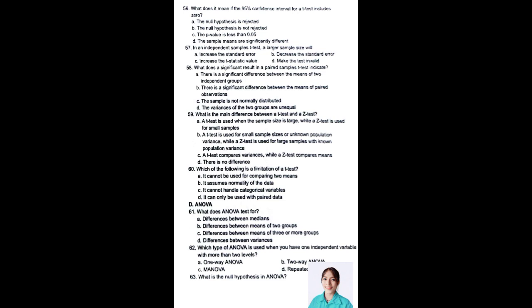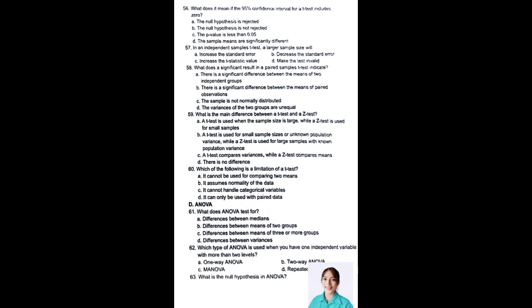Number 60. Which of the following is a limitation of a t-test? Option B, it assumes normality of the data, which is the limitation of a t-test. Letter D is the ANOVA. Number 61. What does ANOVA test for? ANOVA is used to test for differences between the means of three or more groups.